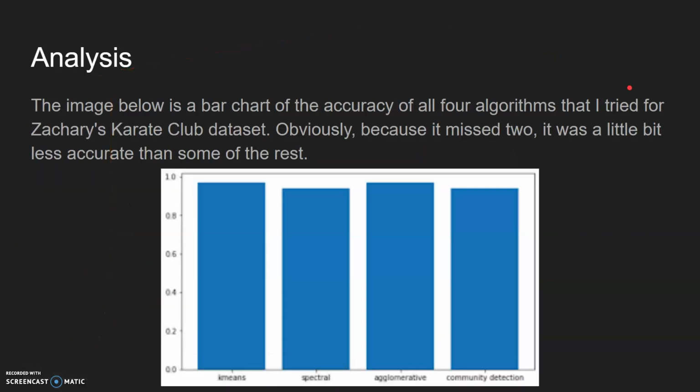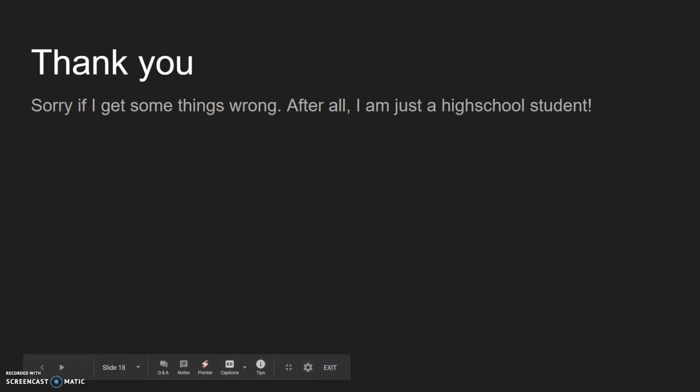Here's an analysis of what went on in my algorithms. I used k-means, spectral, agglomerative, and community detection. Community detection is just the Girvan-Newman algorithm. There is a small variance: k-means and agglomerative missed 1, while spectral and community detection, the Girvan-Newman algorithm, missed 2. So it's a little bit less accurate than the rest.